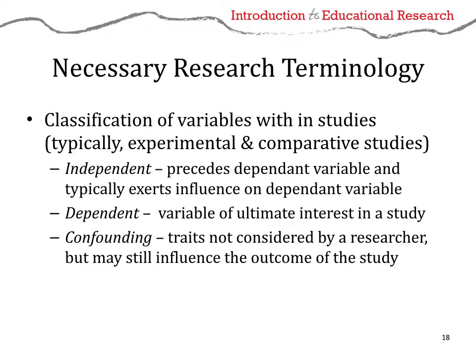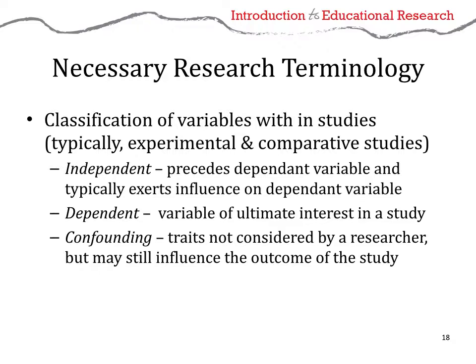So here's a few other terminology items. We talked a little bit about this last week. Independent variables. These are what you're exerting influence on. This is the variable that you're manipulating and that you have control of, and then you're trying to impact that dependent variable. This is the ultimate interest in a study. These are our outcomes we talked about.